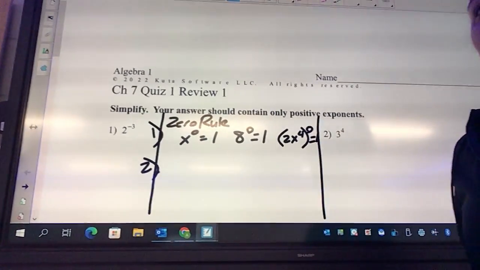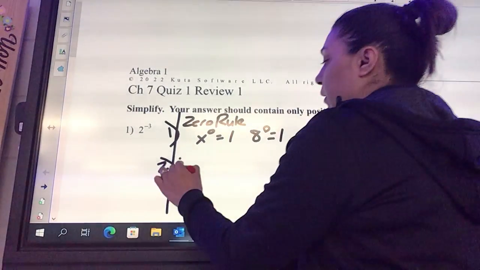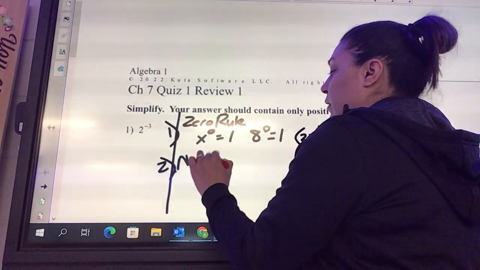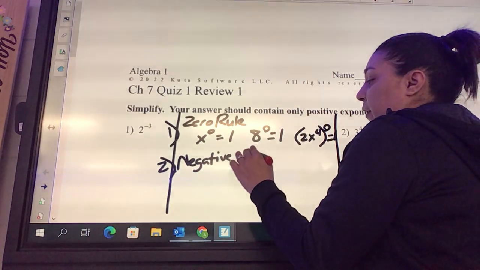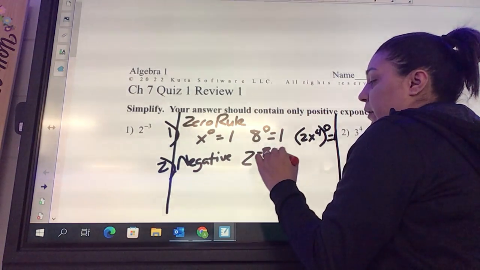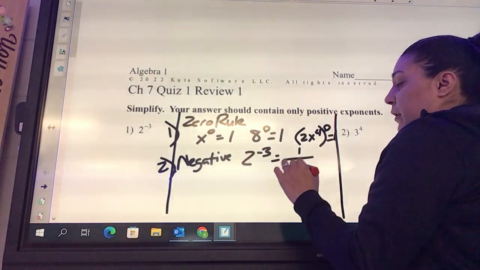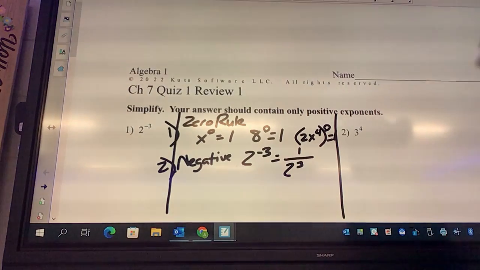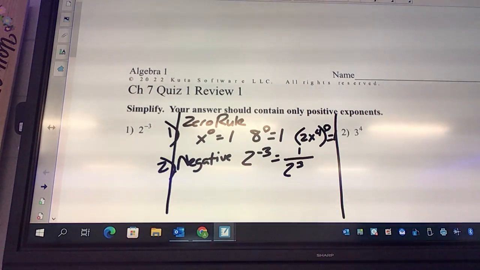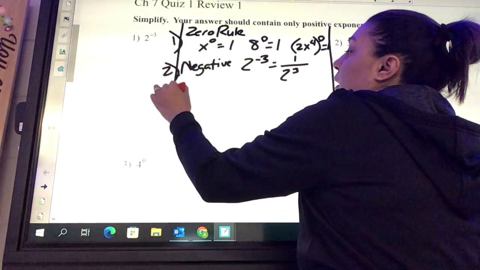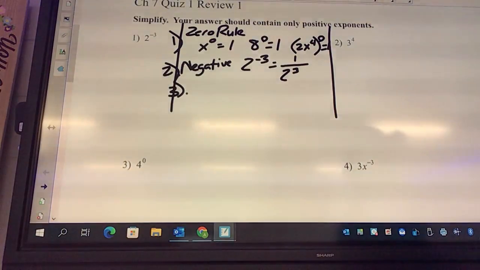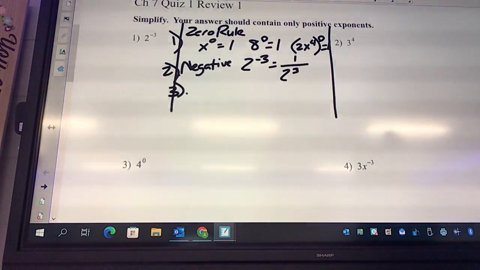What do we do with negatives? Okay, the negative says if you have like negative 2 to the third, you put 1 over 2 to the third and make it a positive. That's the negative rule. Okay, rule 3.